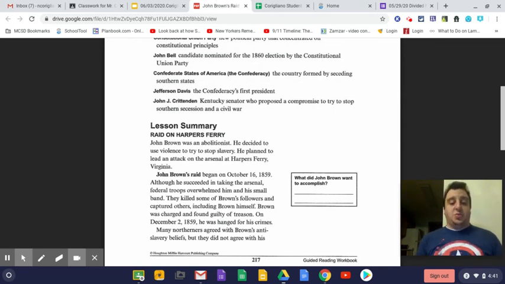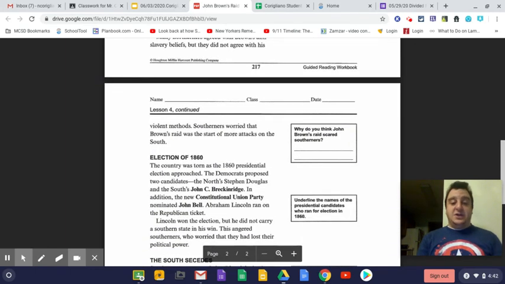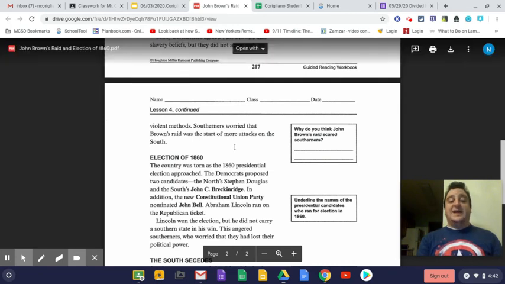John Brown is tried and convicted of treason, and he is hanged for the crime of treason on December 2nd, 1859. So John Brown attempted to start a slave revolt. However, he was unsuccessful. Now, for the second question, why do you think John Brown's raid scared Southerners? That one's pretty obvious. Southerners were worried that Brown's raid was the start of more attacks on the South.